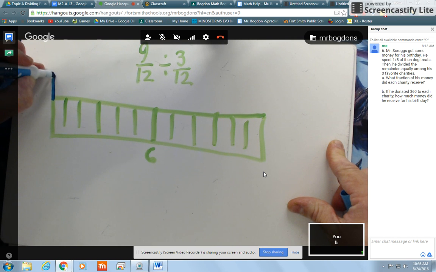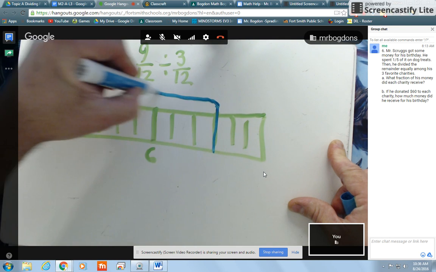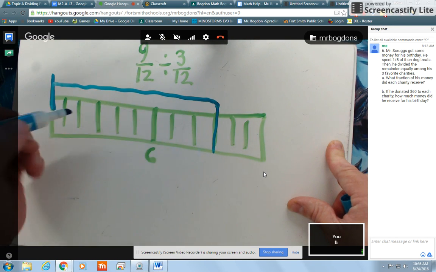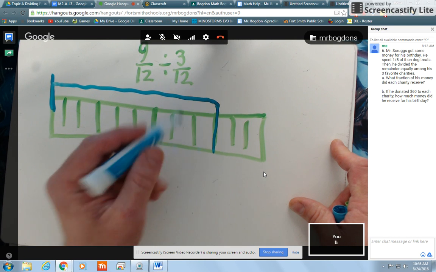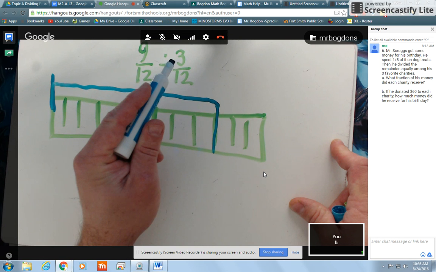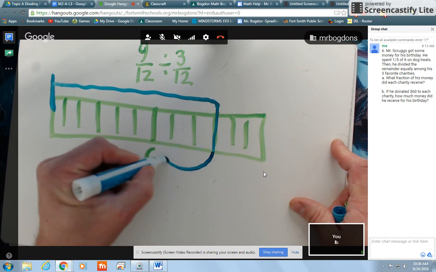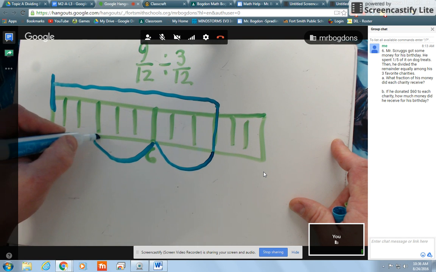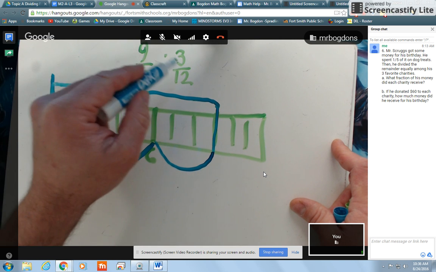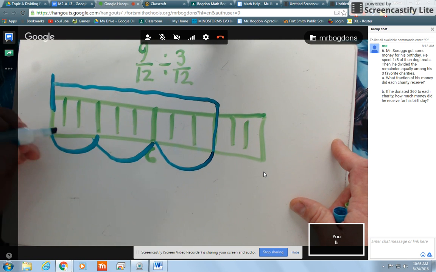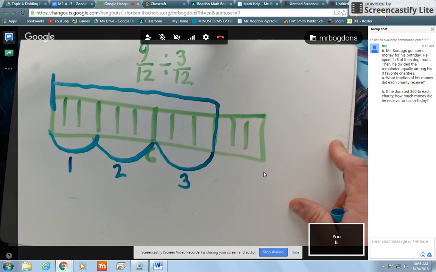So it's helpful at this point to highlight your 9/12. Then you're trying to figure out how many groups of 3/12 are in here. So I need to count by what number? Yes. Why do I say 3? Because what's the size of my group that I'm counting by? 3/12. So there's 3/12, 3/12, 3/12. So how many groups of 3/12 are in 9/12? 1, 2, 3 groups.